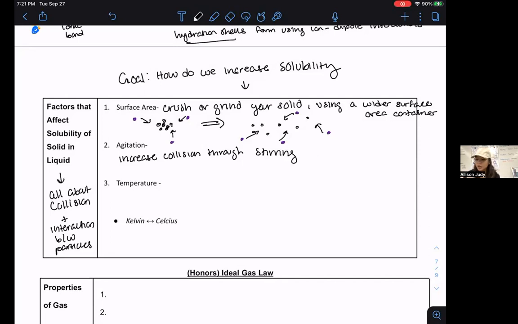Remember that temperature is a measure of, why is this pen not working? Temperature is a measure of, oh, my pen's dead?